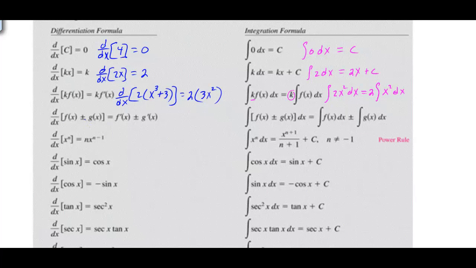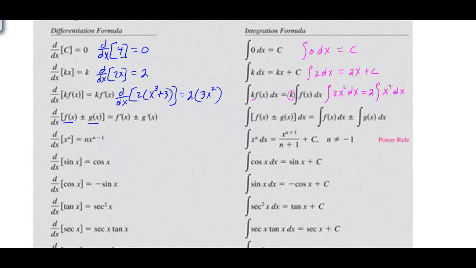All right, the next derivative formula on the left here says the derivative of f of x plus or minus g of x, says we can simply take the derivative of function f and then add or subtract it to the derivative of function g. So all we're doing is adding or subtracting the two derivatives together. And over here on the right for the integral, we can do the same thing. If we have the integral of some function f plus or minus another function g, we can split that up into separate integrals and then integrate each one of those separately. Okay?